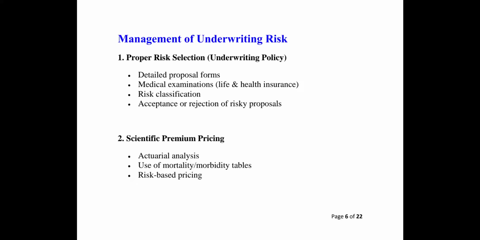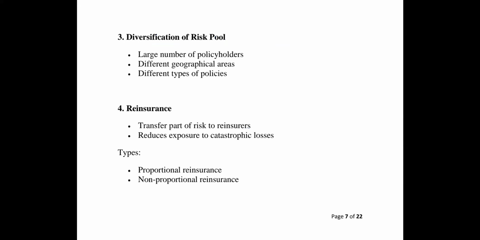Management of underwriting risk: proper risk selection, underwriting policy, detailed proposal forms, medical examinations in life and health insurance, risk classifications, acceptance or rejection of risk proposals. Scientific premium pricing: actuarial analysis, use of mortality and morbidity tables, risk-based pricing. Diversification of risk pool: large number of policyholders, different geographical areas, different types of policies. Reinsurance: transfer part of risk to reinsurers, reduces exposure to catastrophic losses. Types: proportional reinsurance, non-proportional reinsurance.